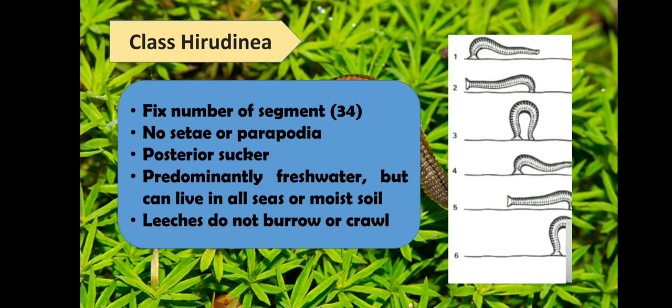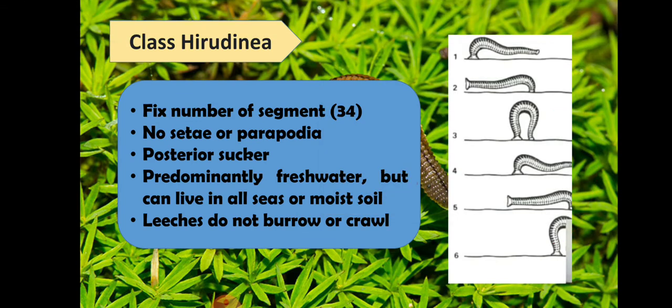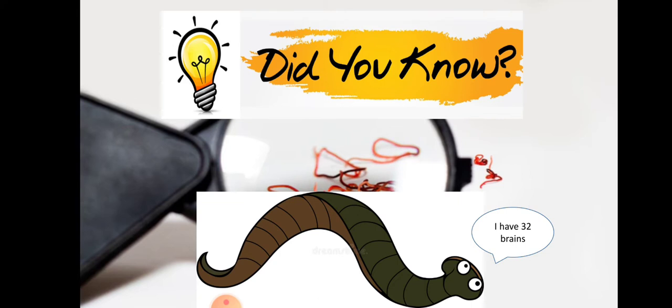So they do not also burrow or crawl. They actually move similar to this picture, like this one. Kana. So, another fun fact. Did you know that leeches have 34 brains? A leech's internal structure is divided into 34 separate segments, and each of these segments has its own brain. And anak ka-amazing si leeches.